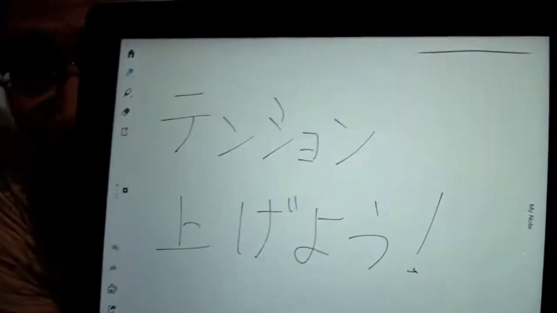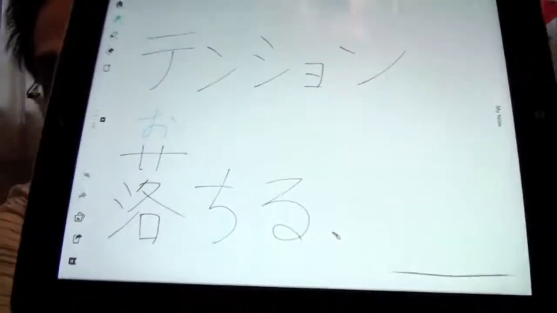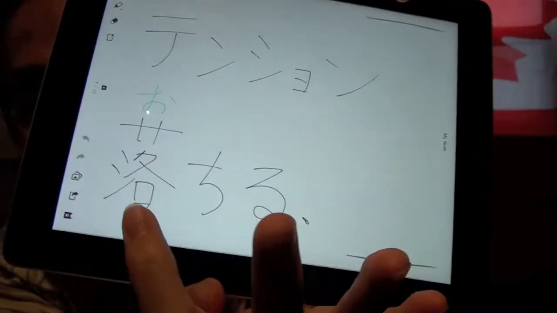Or if somebody is really down, like, oh my god, I have nothing to do, and you talk to him, say, tension 上げよう, like, let's get excited. Or I don't think you really do such a thing, like, let's get excited, let's get hyper, or like, let's get crazy. Tension 上げよう. But what this literally means is just let's be hyper. And when your tension really goes down, that is tension 落ちる.